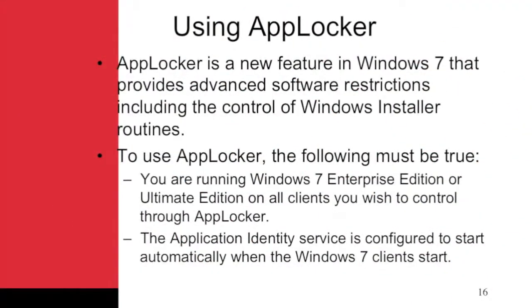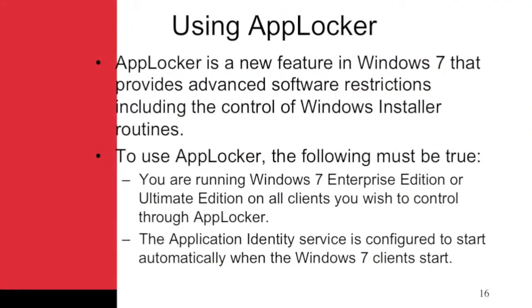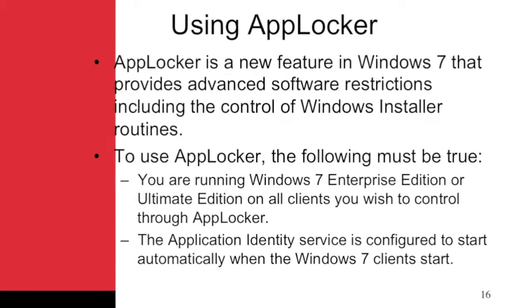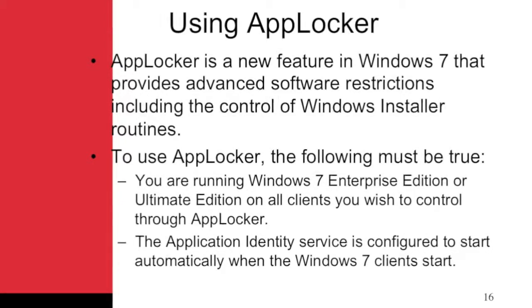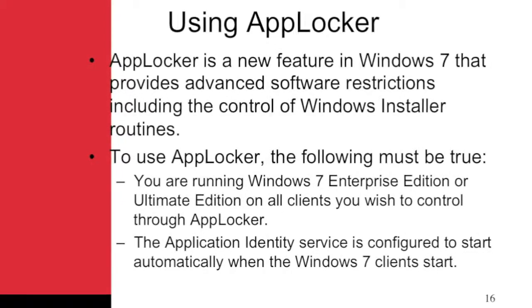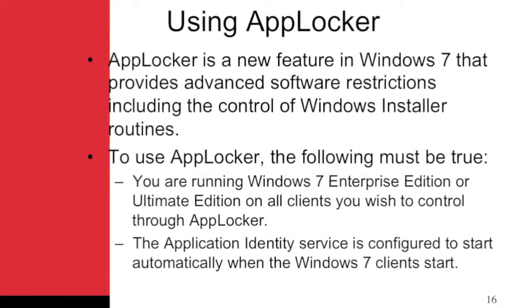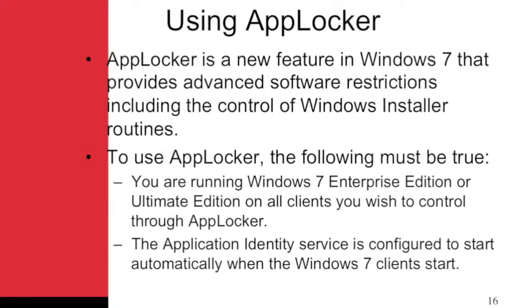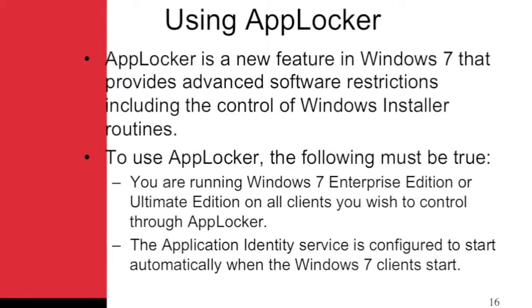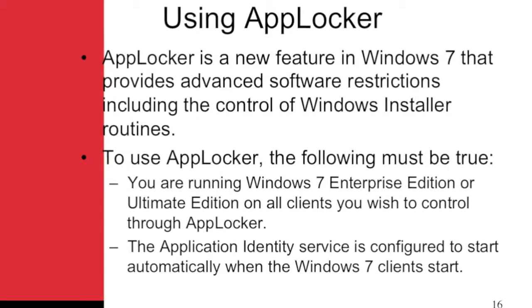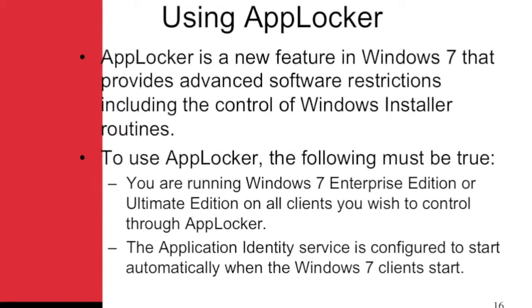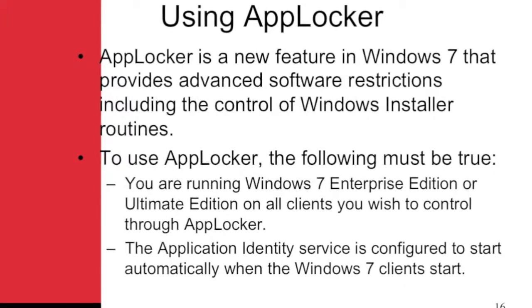AppLocker is a new feature in Windows 7, included in Enterprise and Ultimate editions only, that provides for advanced software restrictions, including the control of Windows installer routines. If you want to use AppLocker, the following must be true. You are running Windows 7 Enterprise or Ultimate editions on all clients you wish to control through AppLocker. The Application Identity Service is configured to start automatically when the Windows 7 client starts.